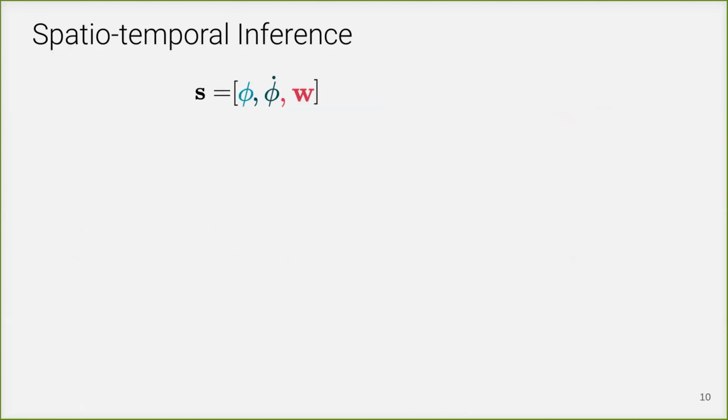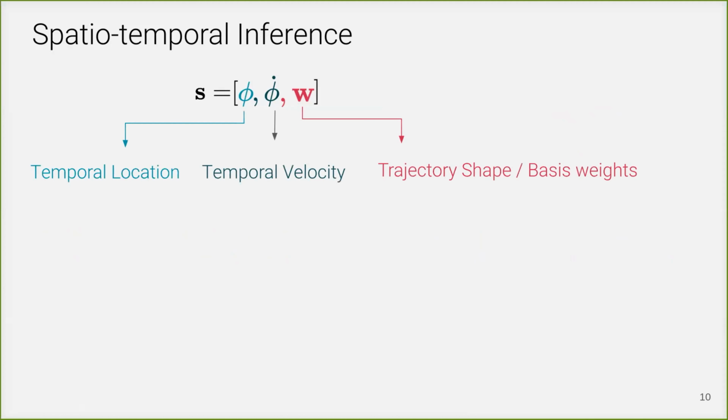Okay, now let's take a closer look at this spatio-temporal inference. In particular, we model our state as a triplet that combines the temporal location. So we want to figure out where we are in time in order to synchronize our actions with our interaction partner. We also have a temporal velocity that tells us how fast we're accelerating and decelerating in time. And finally, the W vector is the previous vector that contains the basis weights, which is nothing but a representation of the trajectory shape.